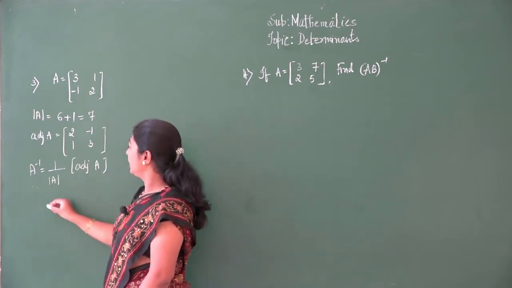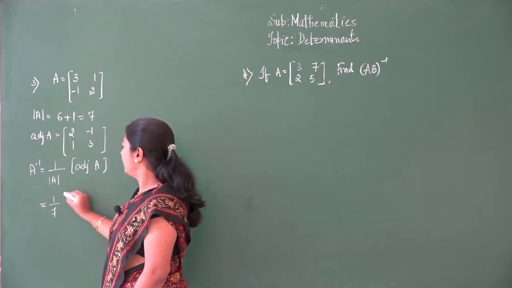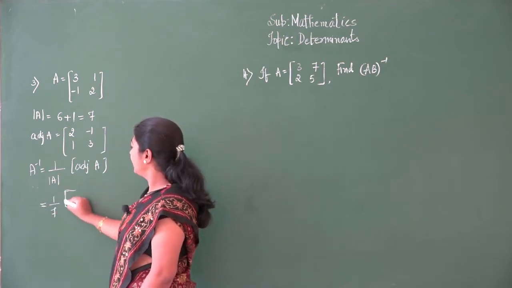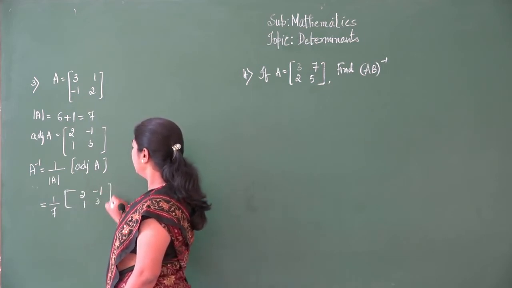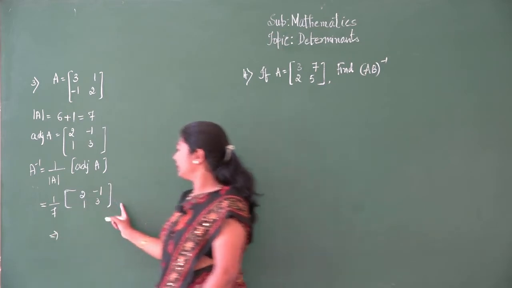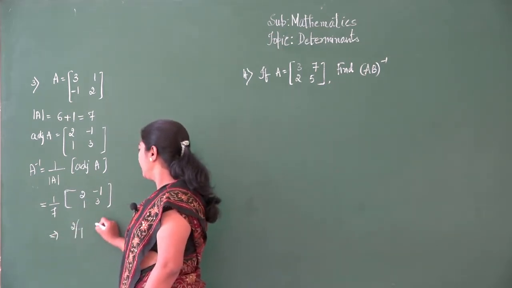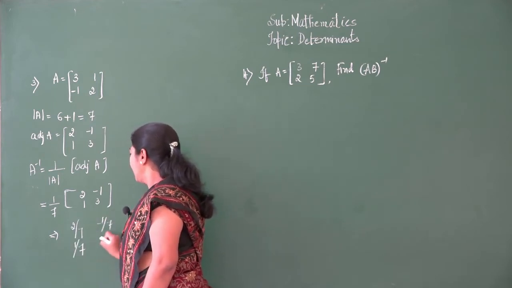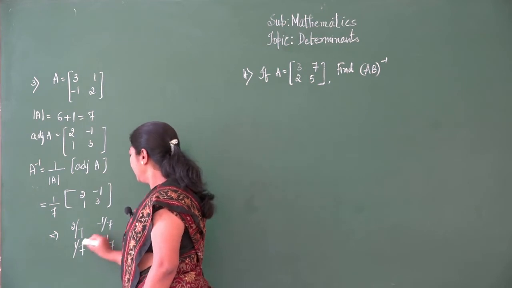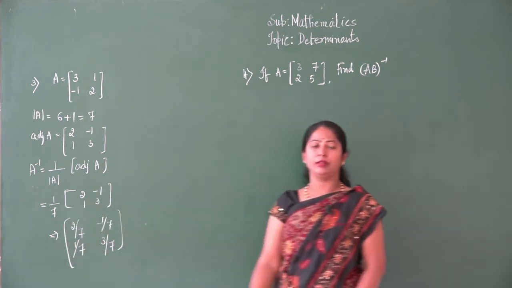So what is determinant A? 7. That is 1 divided by 7 into, what is adjoint A? 2, minus 1, 1, 3. You can stop at this step, or if you want to simplify further, you can. 2 by 7, minus 1 by 7, 1 by 7 and 3 by 7. This is the required answer.